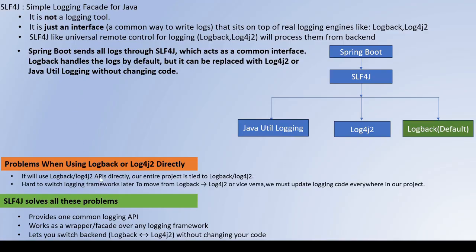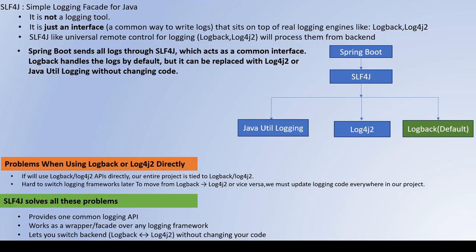Now let's understand why, instead of using SLF4J, we can't use Log4j2, Logback, or Java Util Logging directly. If we use the Logback or Log4j2 APIs directly, the application becomes tightly coupled with that particular framework, Log4j2 or Logback.